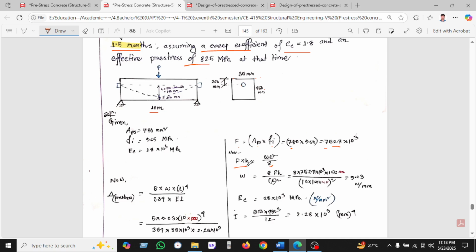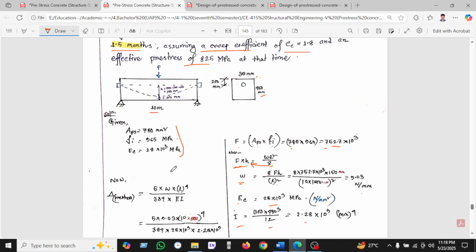So what is the moment? Moment is nothing but force into perpendicular distance. After rearranging, we found W, the UDL load, which is P e 8 divided by L square, and found 9.03 Newton per millimeter. The modulus of elasticity is given here, and the moment of inertia, as we know, is b d cube divided by 12, and we found this below.